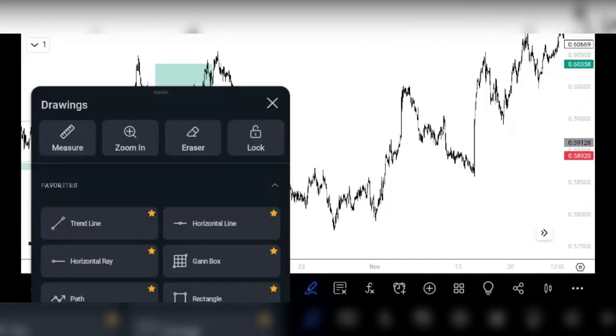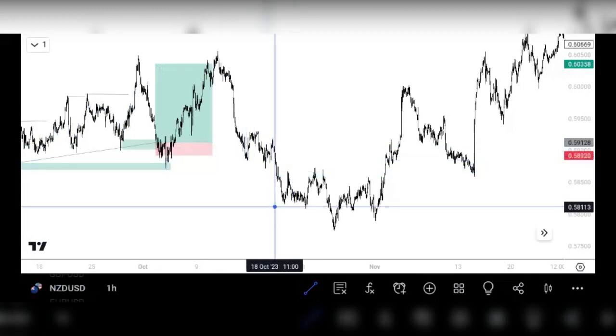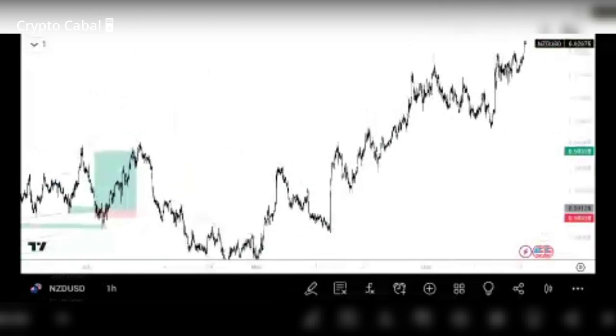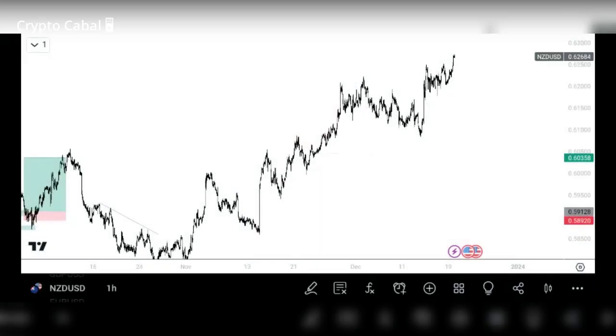Look at this. This is the first one, second one, the third one. What happened? Price took it out, went back to its origin, right? And that is how price cycle inducement works.